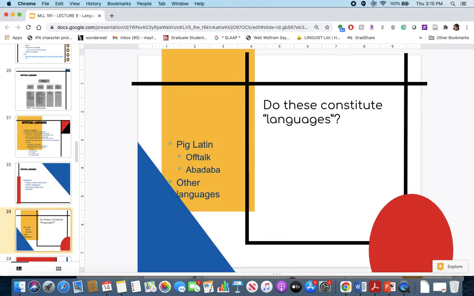Right. So do these constitute languages? What about Pig Latin? What about Ofttalk? What about Abadaba, right? They could be considered artificial languages or constructed languages, right? But the point is, Pig Latin is dependent on English, right? So you can construct these languages, but at the end of the day, you still need to know English to understand Pig Latin. You can't learn it by itself.